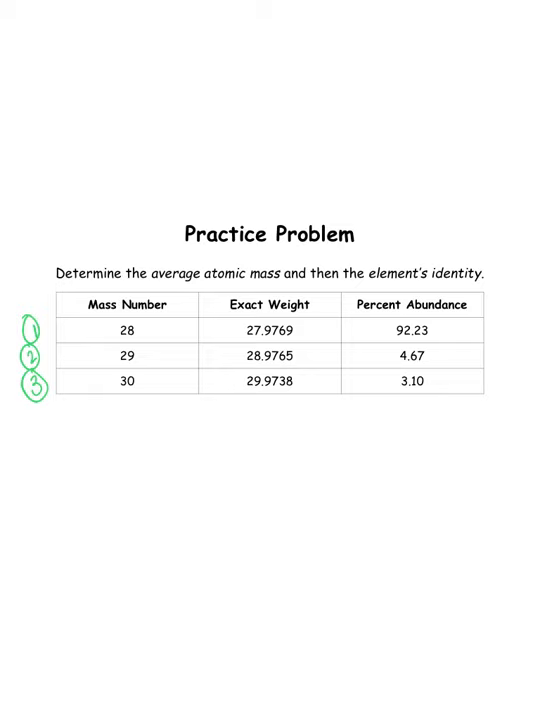So we're going to have to calculate the average atomic mass, and then we're going to have to look at the periodic table because the periodic table lists the average atomic masses for all of the elements, and we'll be able to figure out what element this is that we have in front of us in the table. So let's go ahead and start plugging in the information given to us in this table. So I'm going to start off with writing average atomic mass.